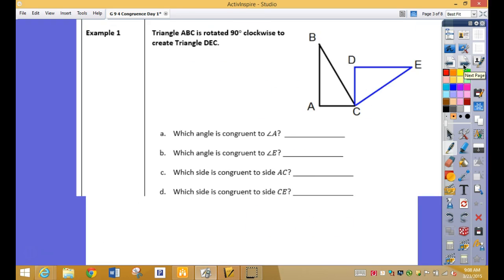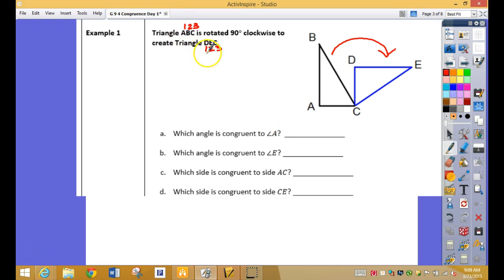Example 1. Triangle ABC is rotated 90 degrees clockwise to create triangle DEC. Down here it says which angle is congruent to angle A. When the letters are different and not listed as A and A prime, my hint to you, it's not so bad on a triangle with only 3 sides, but with a quadrilateral or a pentagon there are more sides. So what I like to do is go 1, 2, 3, 1, 2, 3. That way you know which ones correspond. So which angle corresponds to angle A?